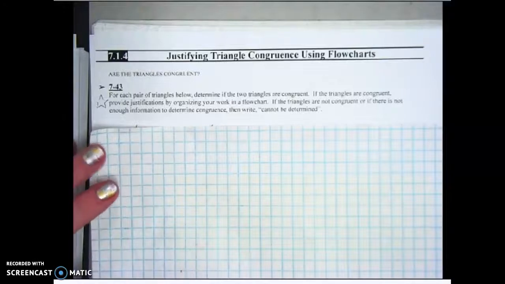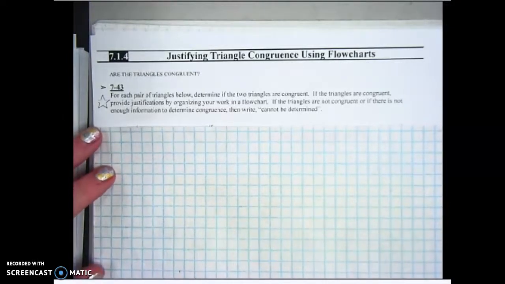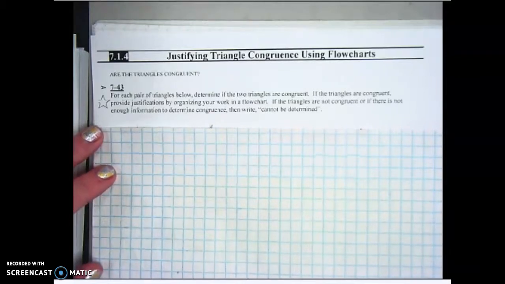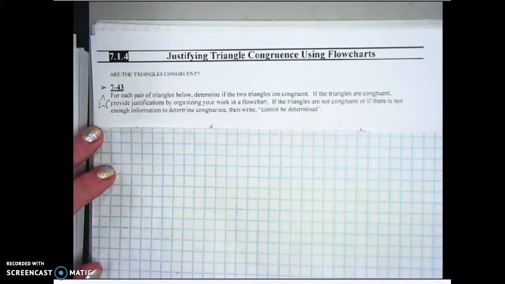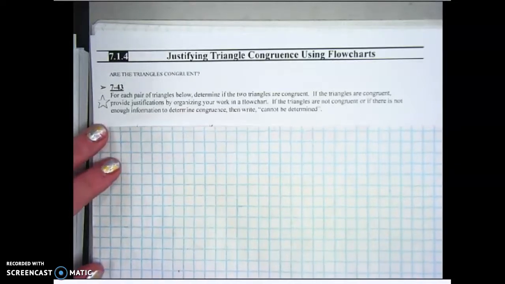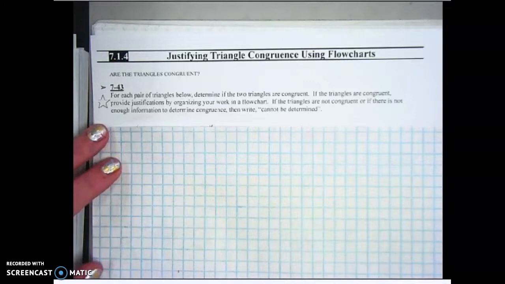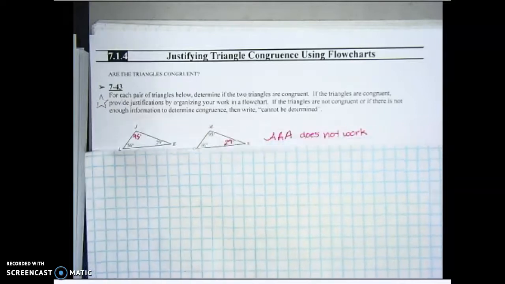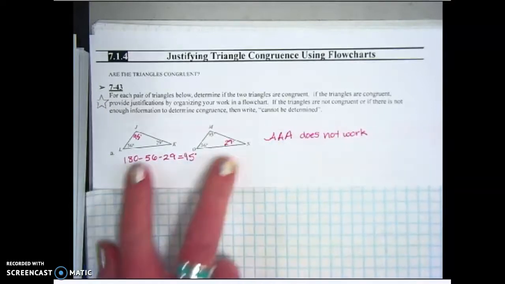Question 714, which is titled Justifying Triangle Congruence, and we're going to be using flowcharts just like we did yesterday. We're going to be answering the question, are the triangles congruent? For each pair of triangles below, determine if the two triangles are congruent. If they are congruent, provide justification by organizing your work in a flowchart. If the triangles are not congruent or there is not enough information to determine congruence, you're going to write cannot be determined. All right, for part A, we've got these two triangles.